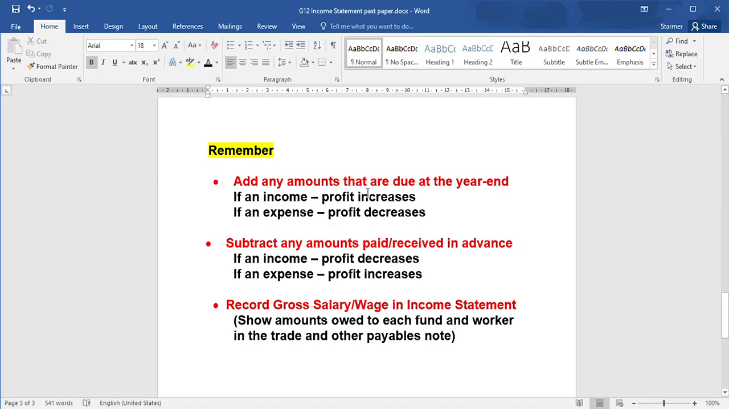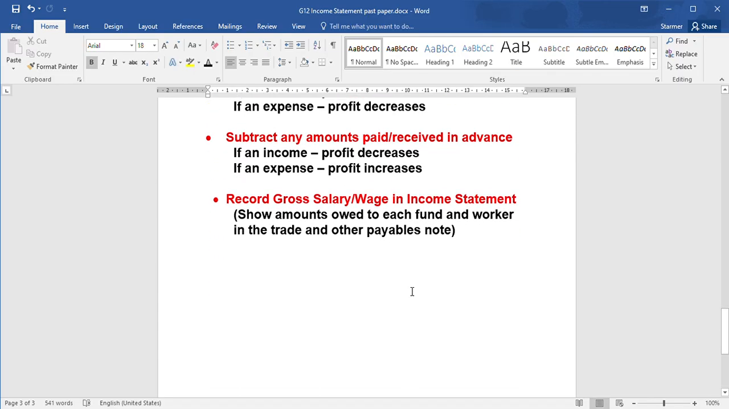So in summary then, these are the things I suggest you remember. First of all, any amounts that are due at the end of the year, that means you haven't paid or received enough, which means you're going to have to add those amounts in. Now, if you're dealing with an income and you add to your income, profit will increase. However, if you're adding to an expense, the expenses decrease profit, so profit will decrease. Any amounts received or paid in advance get subtracted because the amount that you've received or paid is too high. If you subtract from an income, then your profit will go down. If you subtract it from an expense, the lower your expenses, the higher your profit.